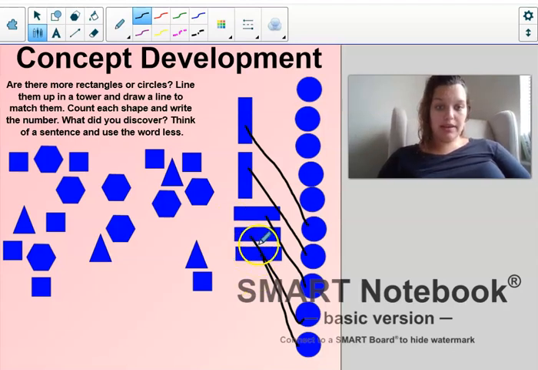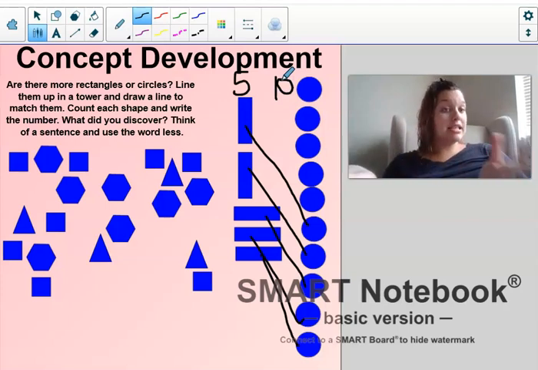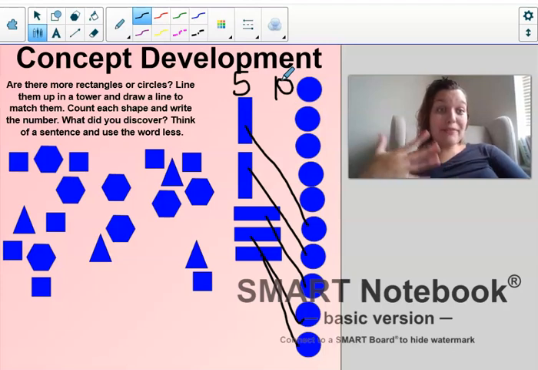Very good. 1, 2, 3, 4, 5 rectangles. And how many circles? 1, 2, 3, 4, 5, 6, 7, 8, 9, 10. And then I have 10 circles. So what statement did you get? Did you get 5 is less than 10? Or did you say 10 is less than 5? If you said 5 is less than 10, you are correct.